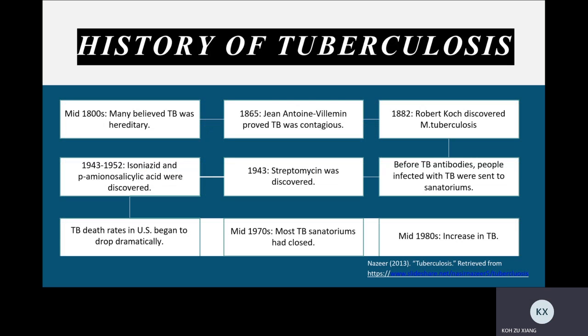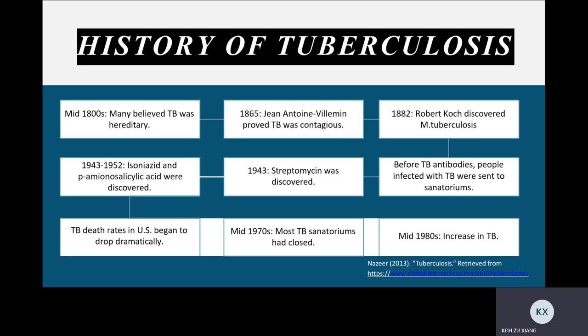In the mid-1800s, people thought that tuberculosis was hereditary. Moving on to 1865, Jean Antoine Villemin proved that it is not hereditary but contagious. On March 24, 1882, Robert Koch discovered Mycobacterium tuberculosis.